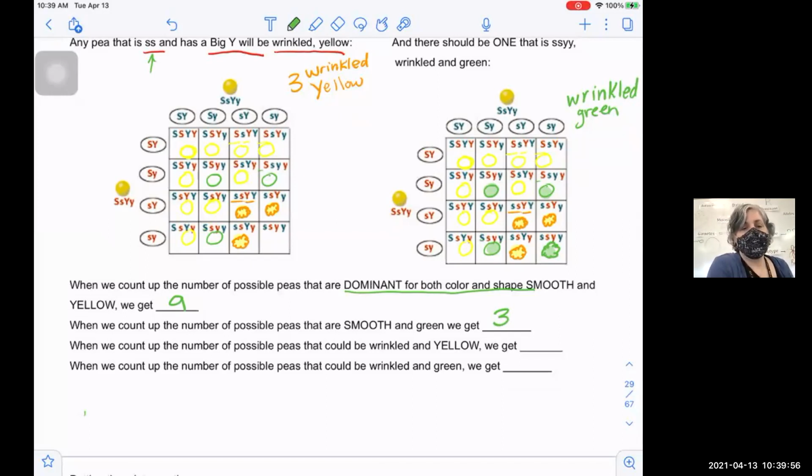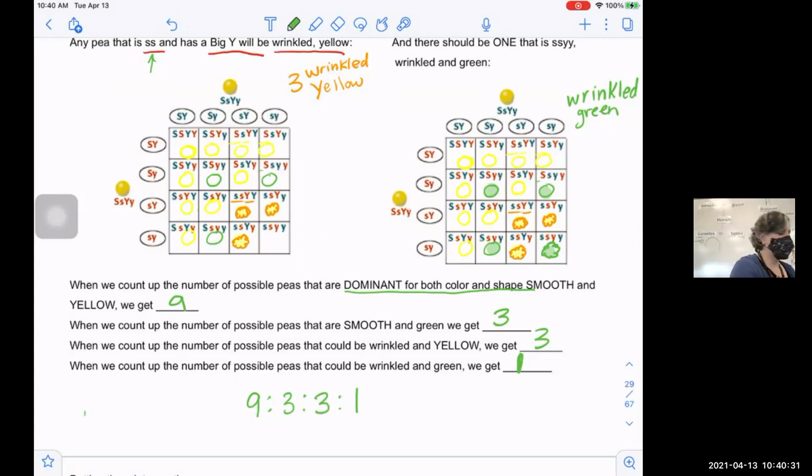And we count up the number that are wrinkled and yellow, we had 3 of those. Right, they're right here. And then the last number is the ones that are wrinkled and green, or recessive for both. And there was only the one little P down in the corner, all by himself, the odd man out. So this phenotype ratio would be written 9 to 3 to 3 to 1. Okay, so this would be the phenotype ratio of this cross.